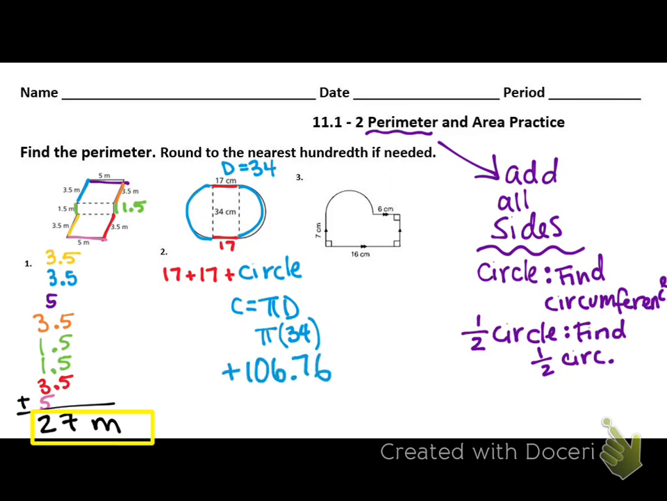We get 106.76. That accounts for the circle. We still need to account for the 2 straight sides. So that would be 17 plus 17, which is 34. So add these two together, we get 140.76, and it would be centimeters.